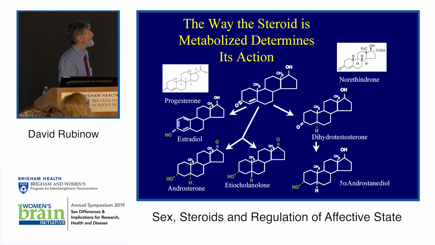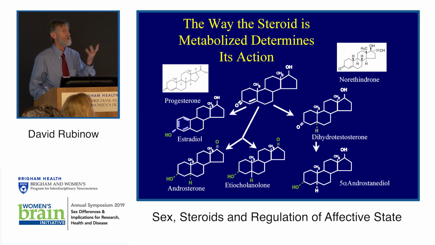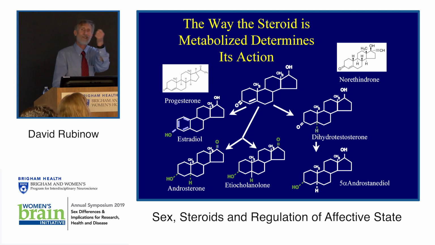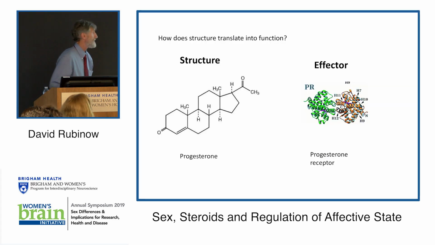And then additionally, if you add an ethinyl group here to make it biologically active and you remove this methyl group, now suddenly you have a compound, norethindrone, which is one of the major second-generation progestins used in oral contraceptives. So just these subtle little changes produce major changes in biology. So how does the structure translate into function?